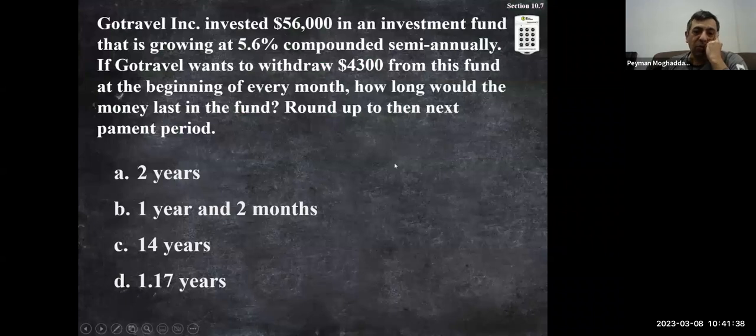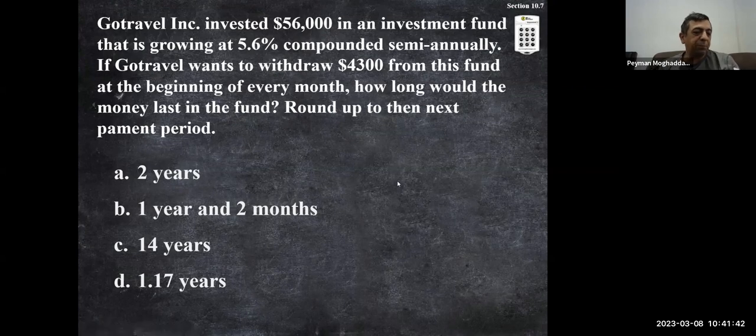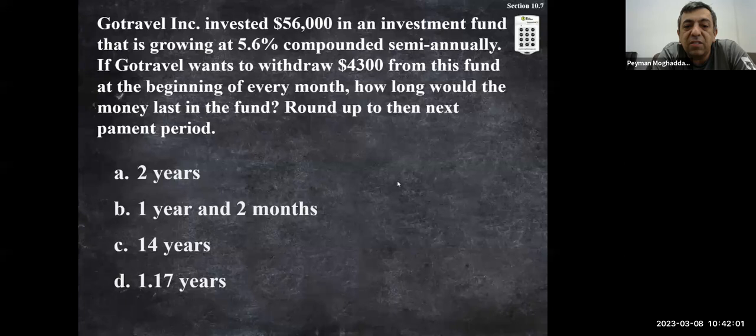All right, one more question, guys, and I'll give you a few minutes for this as well. Go Travel Inc. invested $56,000 in an investment fund that is growing at 5.6% compounded semi-annually. If Go Travel wants to withdraw $4,300 from this fund at the beginning of every month, how long would the money last in the fund? Round up to the next payment period.